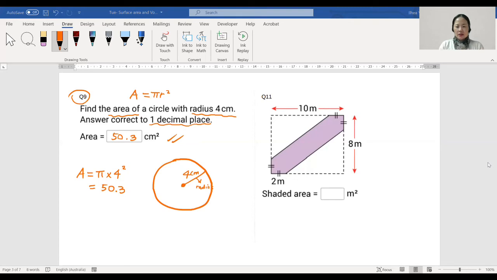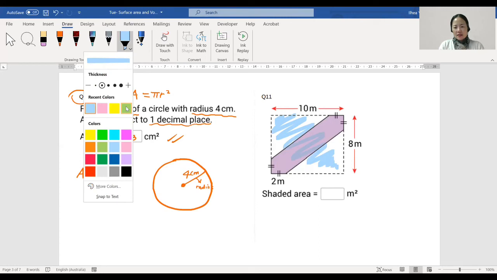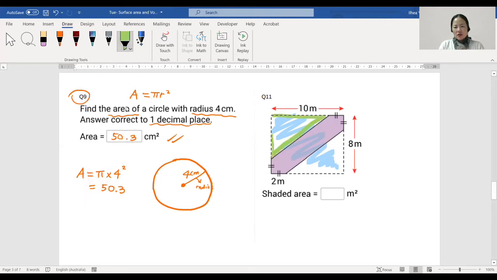11. How do we find the shaded area? You have no idea? Okay, that's all right. We can have a look. What if I find the area of the whole thing, and then take this triangle off, and then take this triangle off, then I will get the shaded part. Do you agree? Yeah. We are going to find the area of the rectangle and then the area of the triangles. So we have to double it.